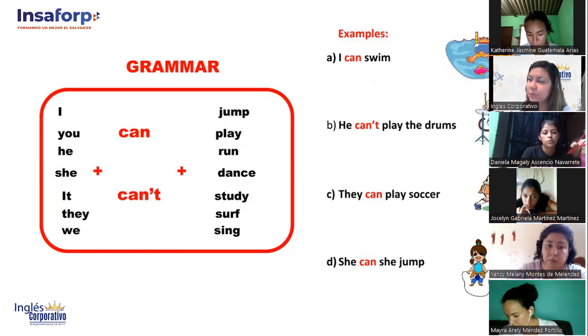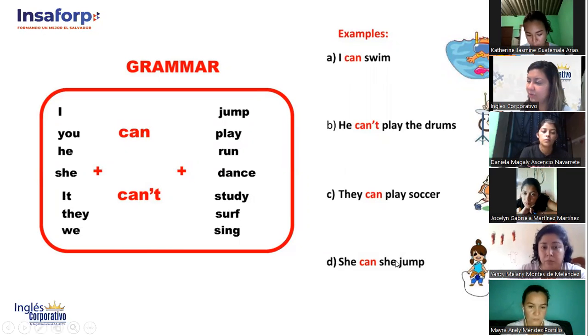Examples: I can swim, he can't play the drums, they can play soccer, she can jump. Okay, un error con el she. She can jump.